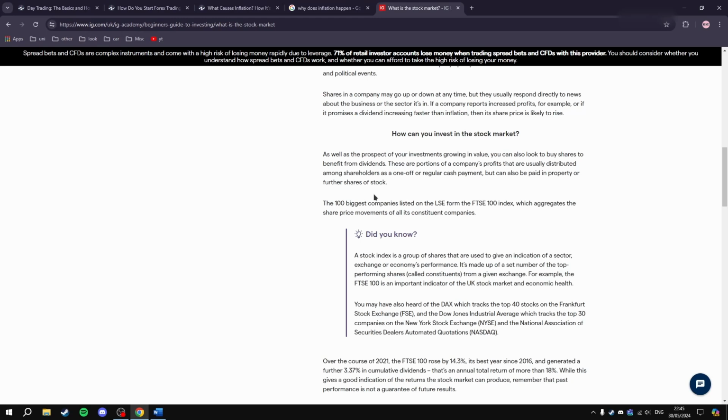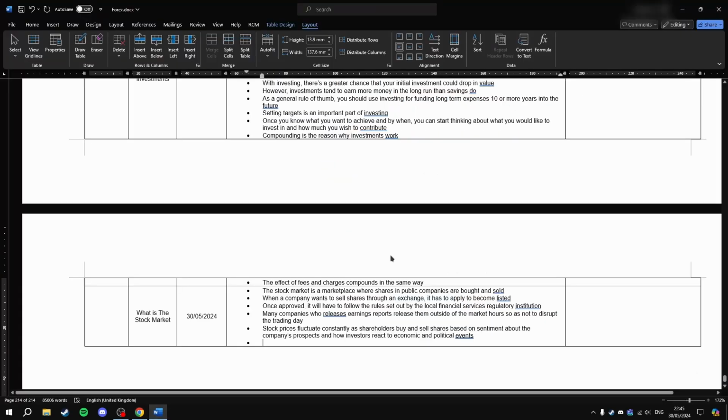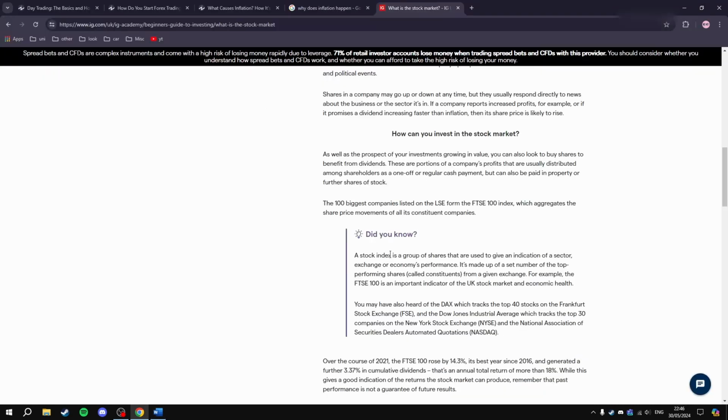Shares in a company may go up or down at any given time, but they usually respond directly to news about a business or the sector it's in. If a company reports increased profits, for example, or if it promises a dividend increasing faster than inflation, then its share price is likely to rise.